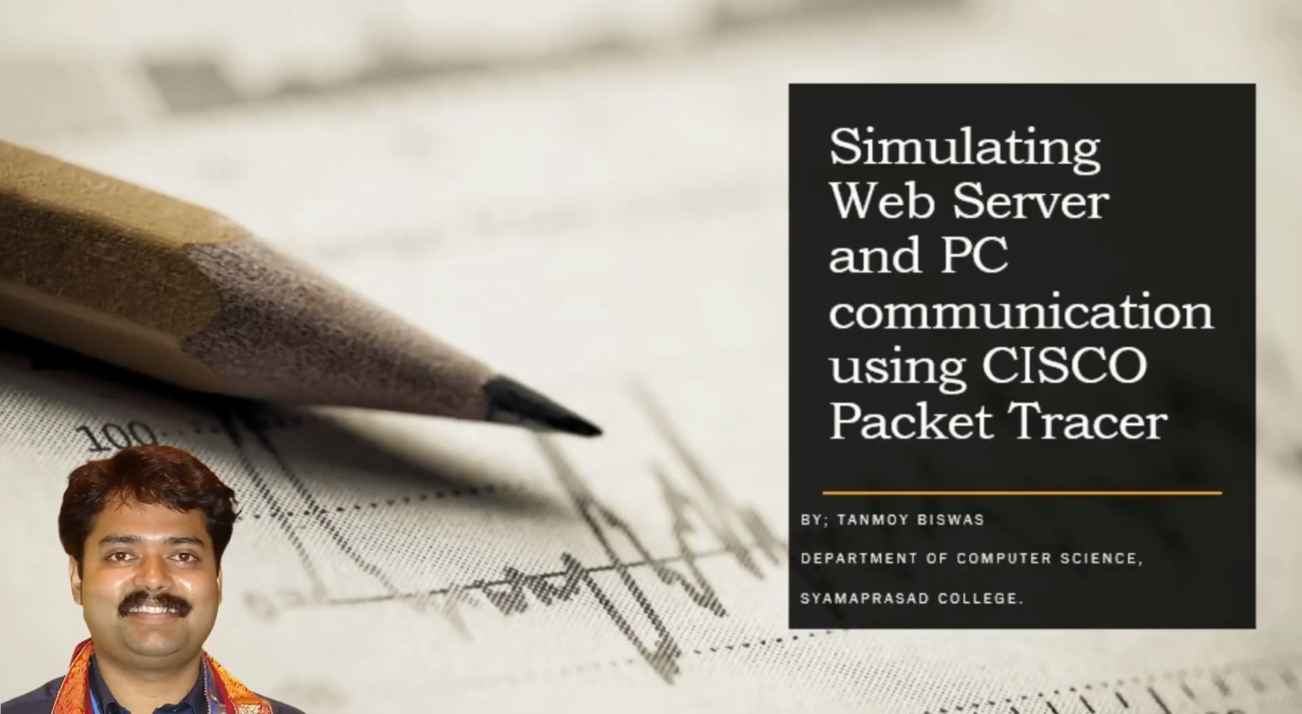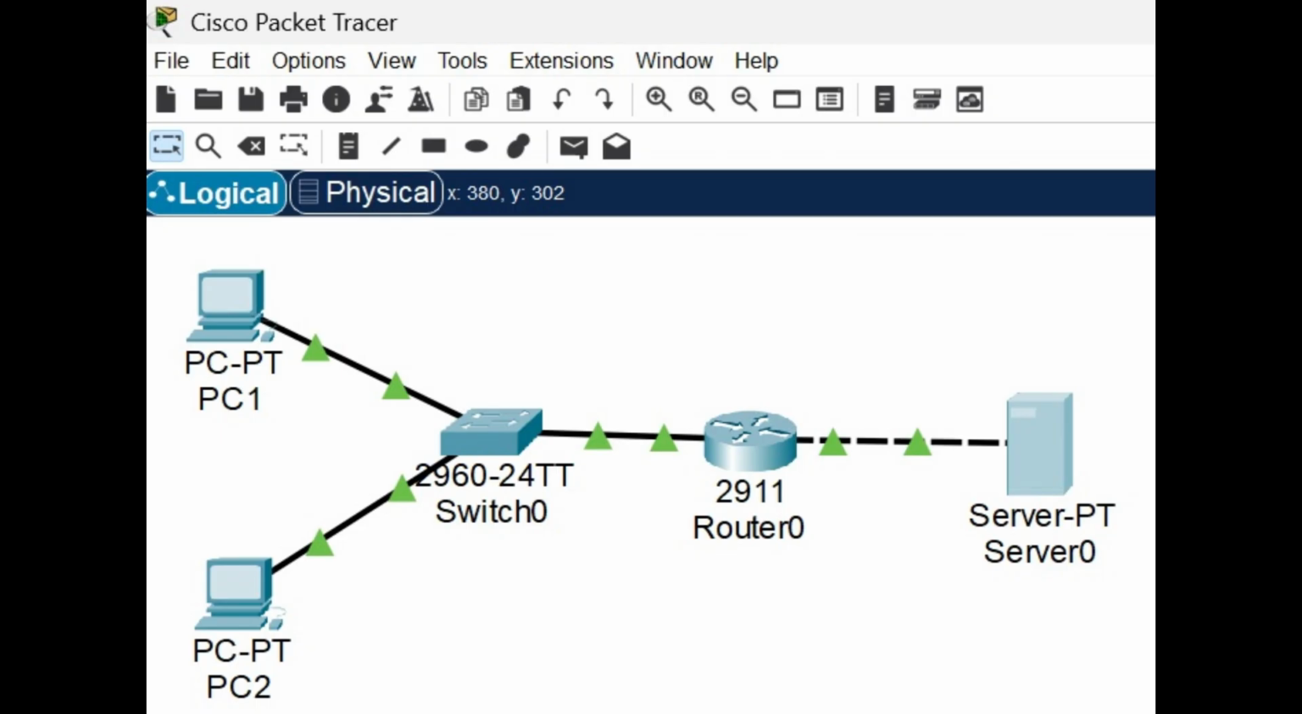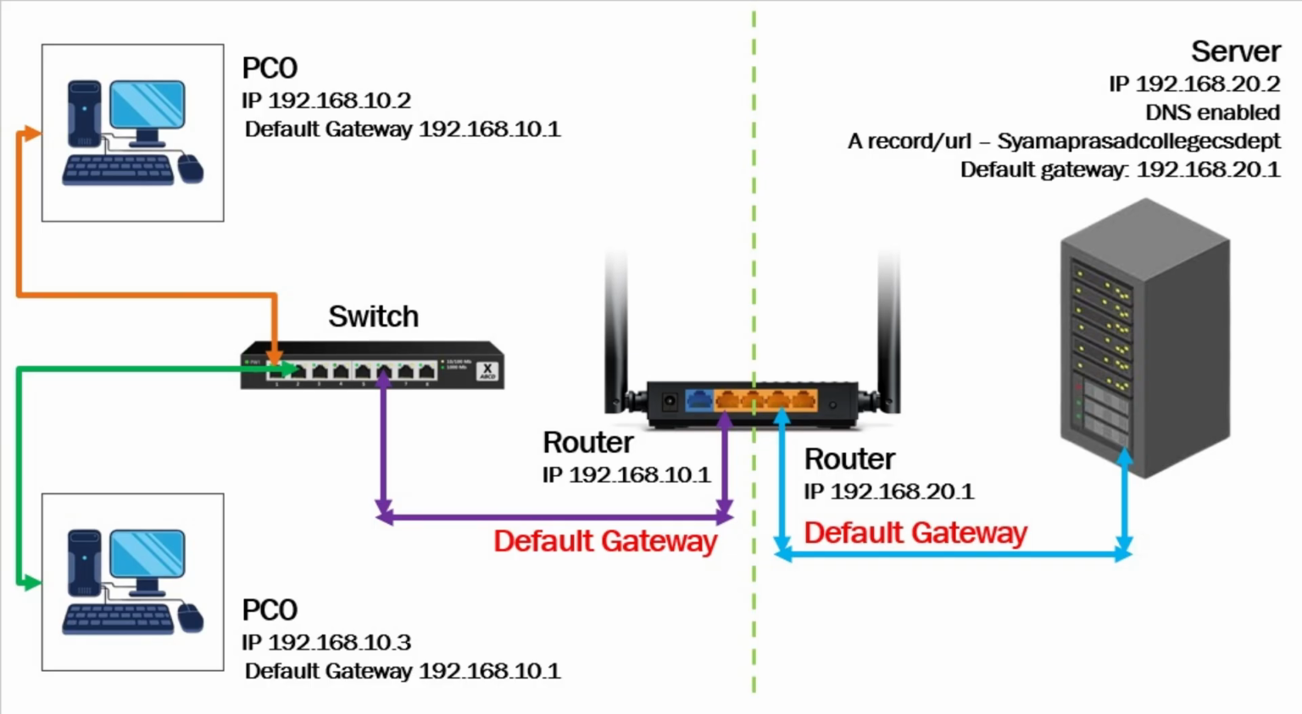Today we are going to simulate a simple yet powerful network setup in CISCO Packet Tracer. In this scenario, a server is connected to a LAN network through a router, and the server will function as a web server. We begin with the initial setup.